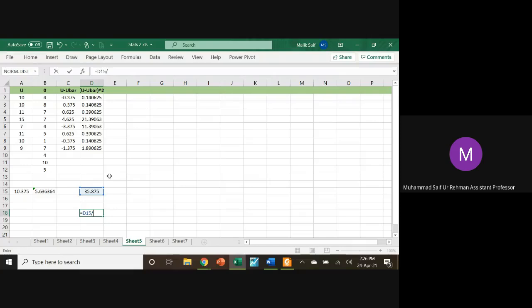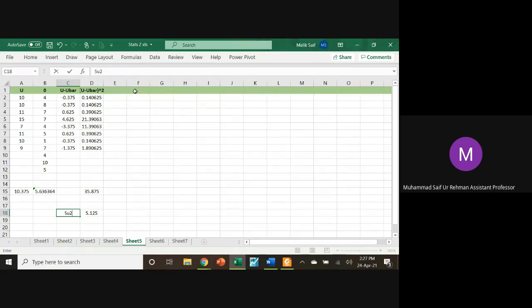So 8 values are there. 1, 2, 3, 4, 5, 6, 7, 8. So nu is 8. Nu minus 1 will be 7. So you will write down over here 7. Press enter. This is the answer. So what is this? This is your SU square.